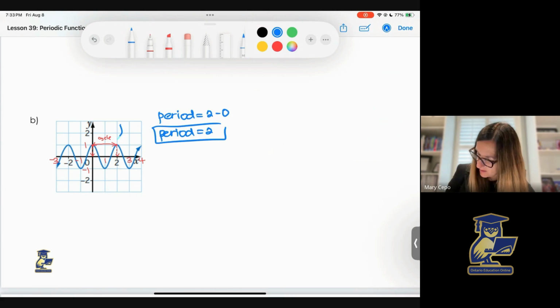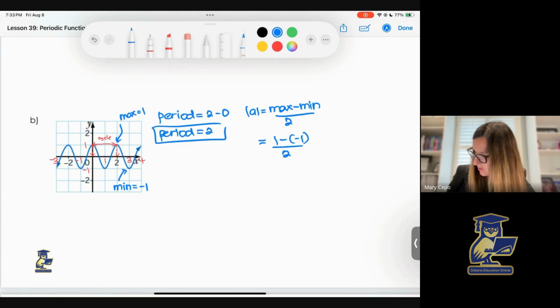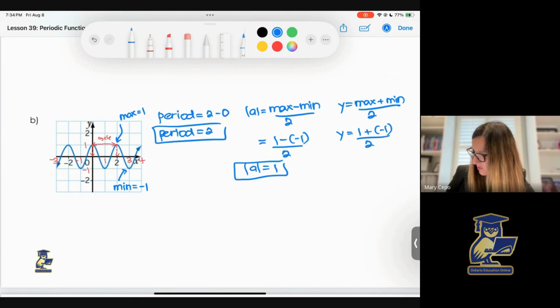Okay, the maximum we see is 1. So max is equal to 1. Min is equal to -1. So the amplitude is going to be max minus min, and we're going to divide that by 2. Max is 1 minus -1, divide that by 2. So the amplitude is 1. The equation of axis is max plus min divided by 2, which is equal to 1 plus -1, divide that by 2. Y is equal to 0.